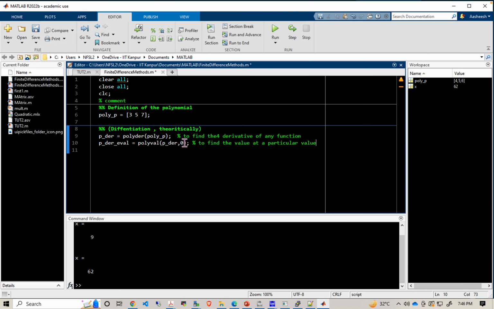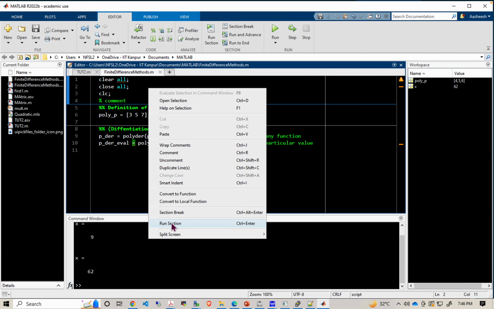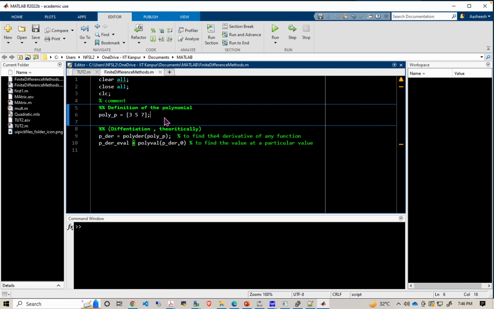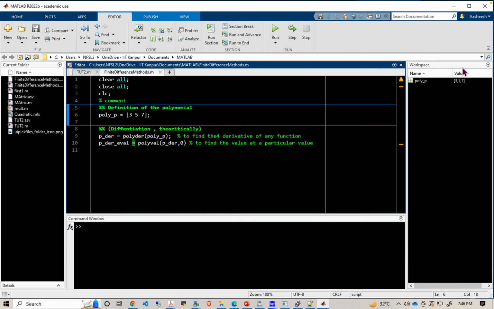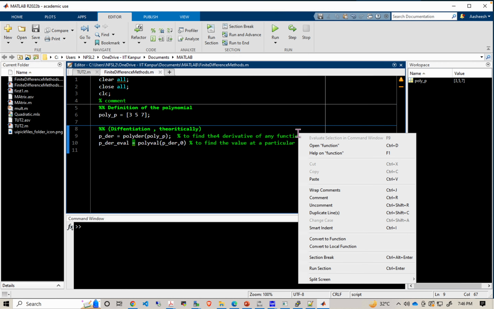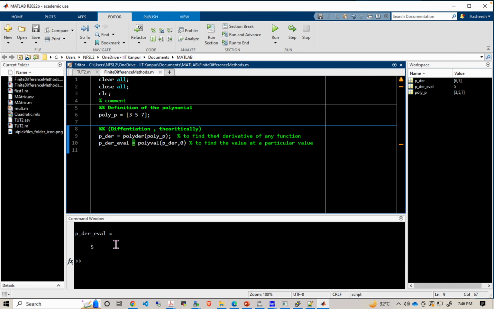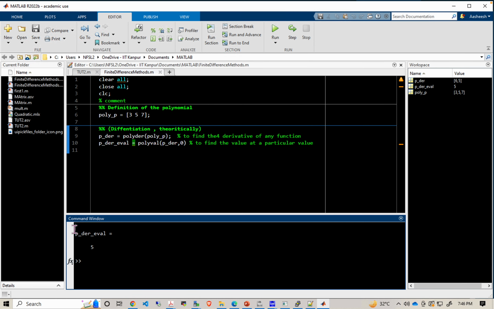So let's see what we get. I have saved it. Now I will run this section first, so it will clear everything. Now I have this poly p. I will run this section, so I have poly p here and the function is defined. Now I will run the third section, and we get f prime of x naught is 5 basically, which we already calculated in our copy.